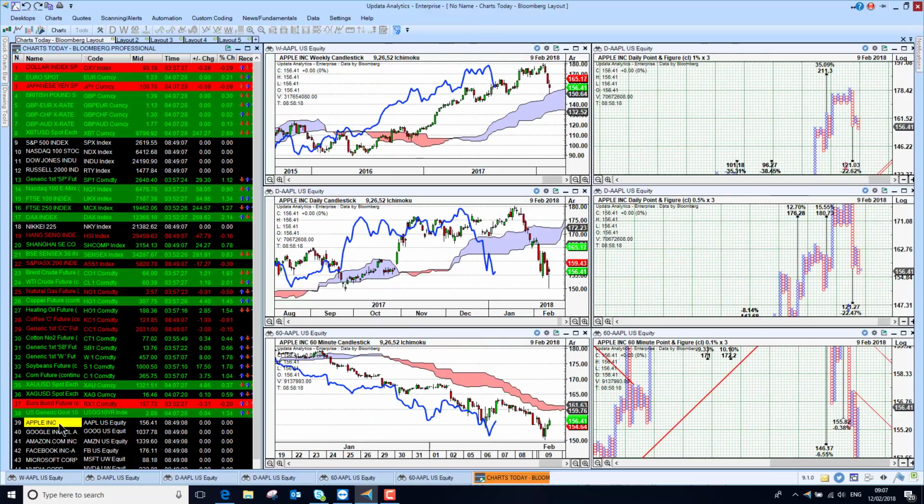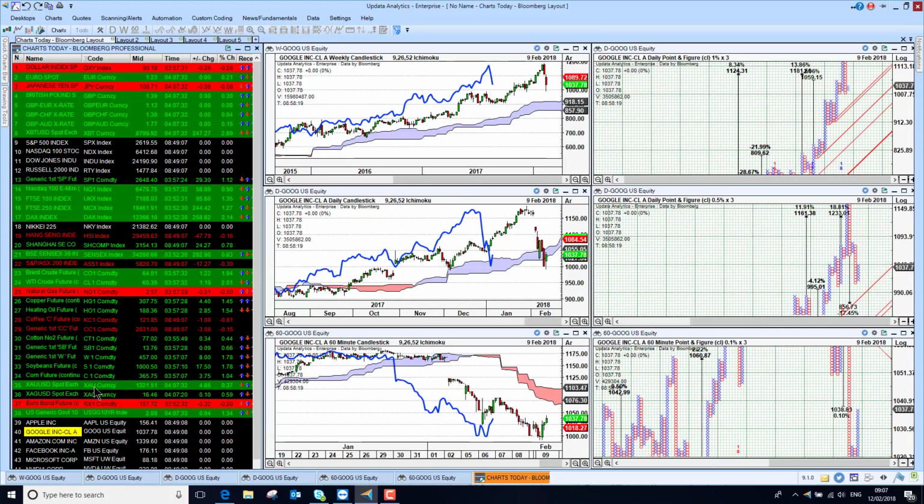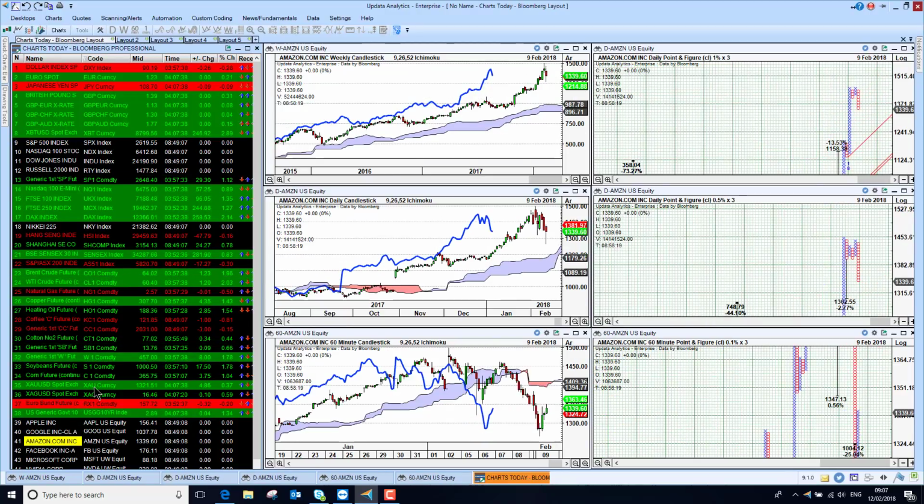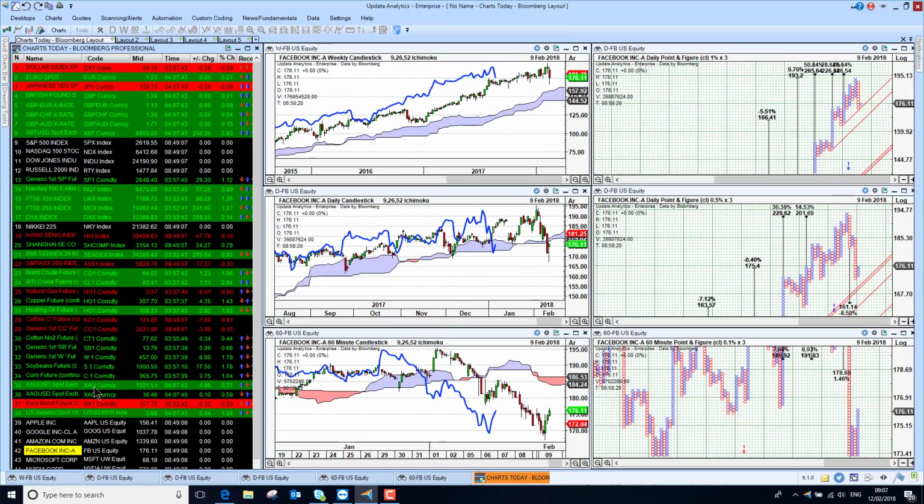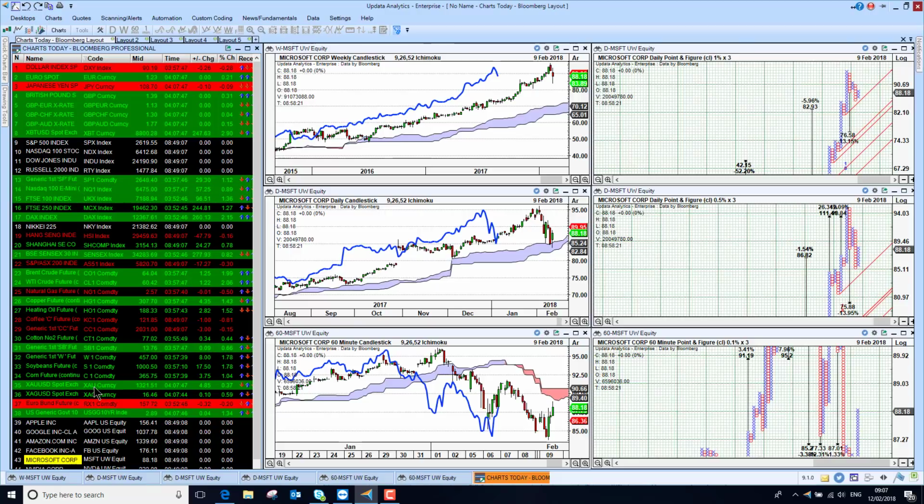Apple still bearish below the cloud, and the medium-term chart is still worrying on Apple. Google also just looking bearish in the short term. Amazon also looking bearish, and Facebook just also bearish short term, and Microsoft much the same thing.